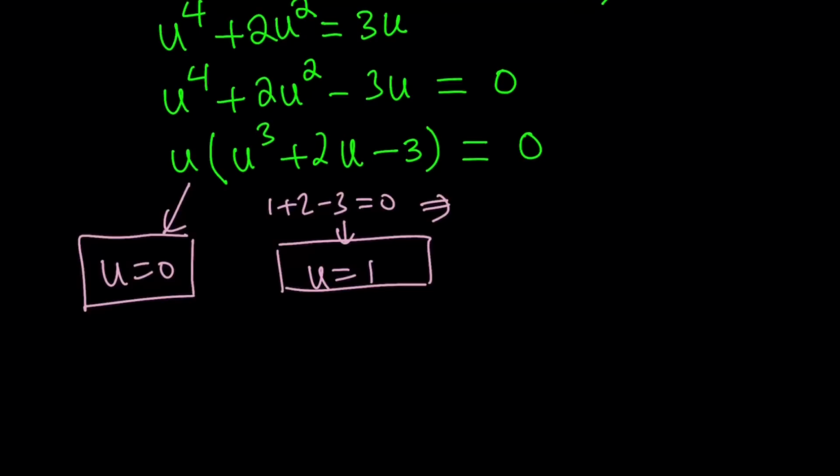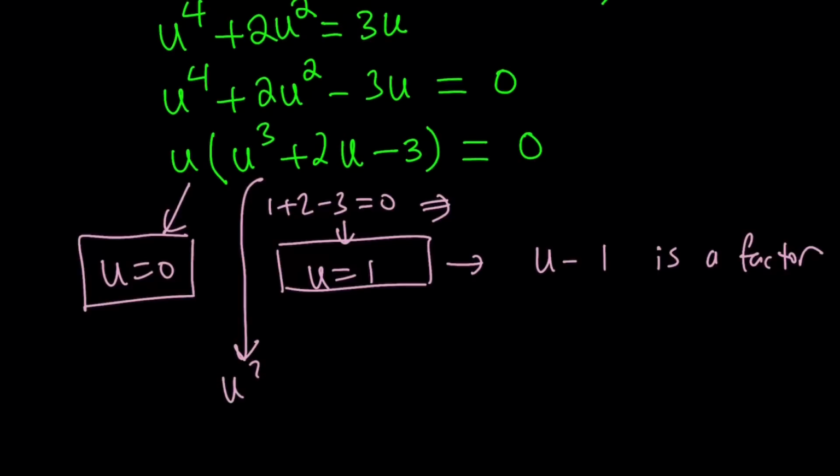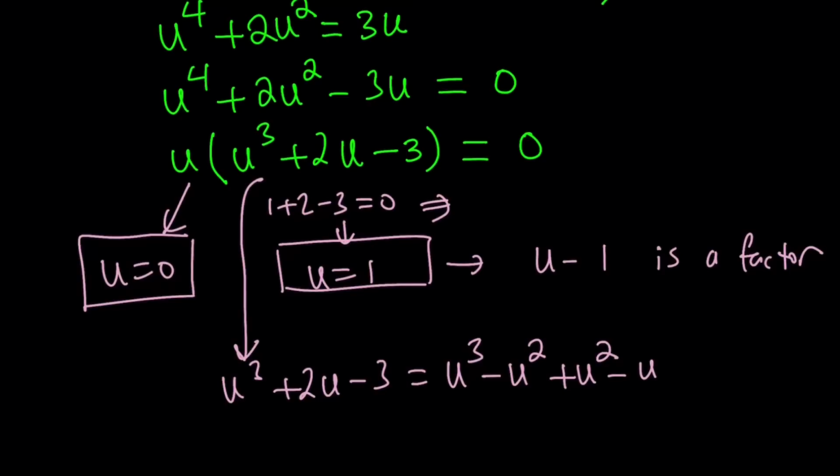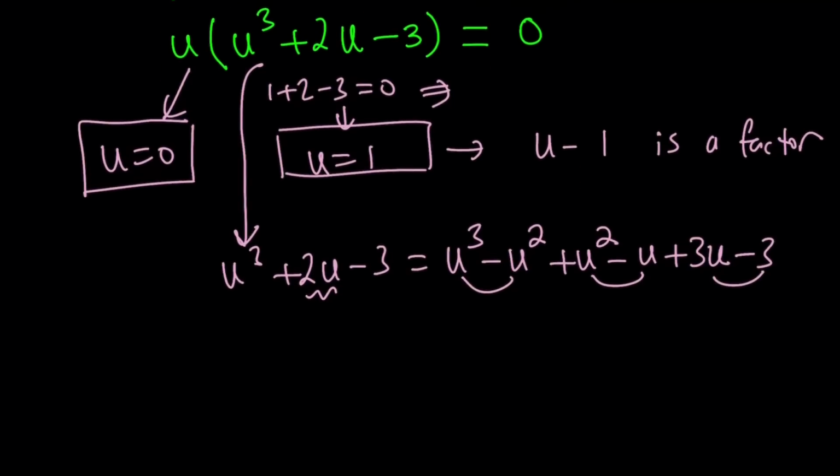So I'm going to write this cubic as, since u equals 1 is a solution, that implies by the factor theorem, u minus 1 is a factor. Make sense? Since u minus 1 is a factor, I can write u cubed plus 2u minus 3 as u cubed minus u squared, and then plus u squared, so that cancels out. And then I have 2u, but I do need a minus u here to make u minus 1 a factor. And then I have to make up by adding 3u because I have 2u, and then minus 3 will finish it up. Notice that this is factorable by grouping, and of course, because u minus 1 is a factor, we knew that, right?